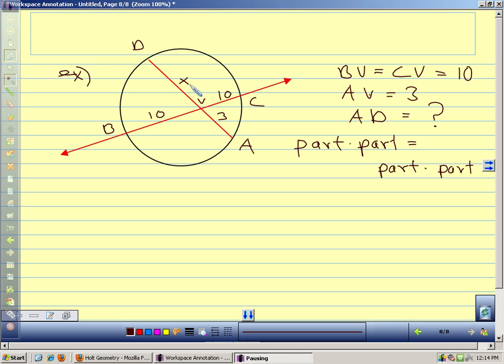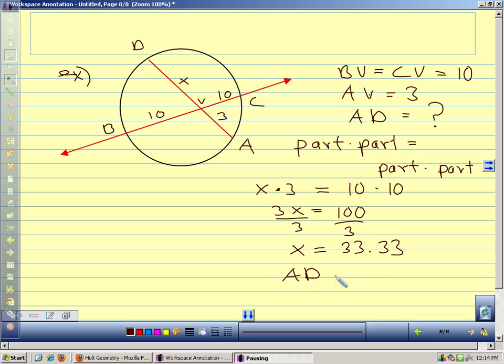If we know this part, and we know this part, how would we get the whole thing? Add them together, right? So we're going to find X first, and then we'll add that to 3 to get this whole segment. So let's plug into our rule. The part times the part for this segment is X times 3. And that equals the part times the part for this segment, 10 times 10. So 3X equals 100. Divide by 3. X equals 33.33. So this piece is 33.33. The length of the whole thing, AD, is 33.33 plus 3 equals 36.33 units.